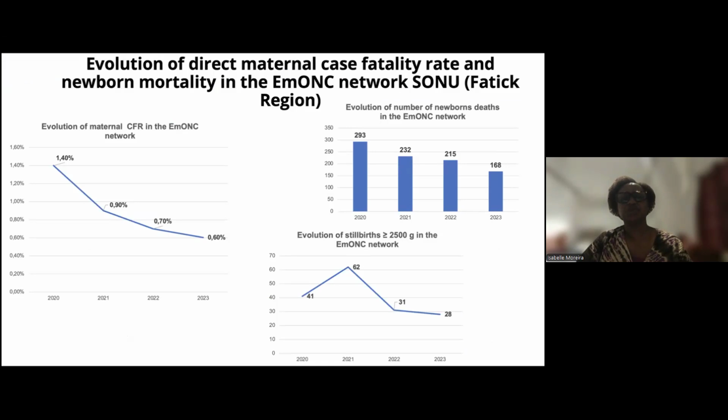This is an example from the region that is doing the most regular monitoring. This region has been monitoring every quarter since 2020, and you can see how amazing those results have been. The case fatality rate has been divided by 2 or 3. The number of newborn deaths has also been reduced by half, and the evolution of stillbirths has also been reduced. We had this peak during COVID, but globally it's reducing. This is just to let you know that with data, people can take decisions.